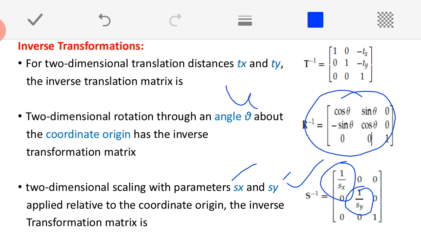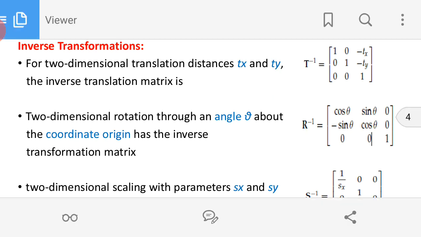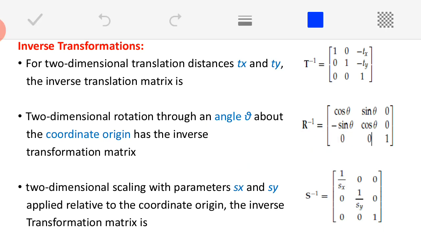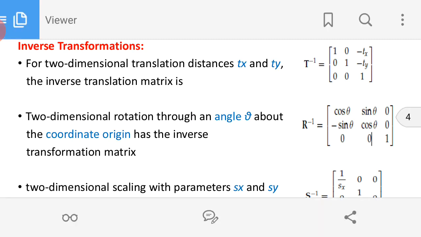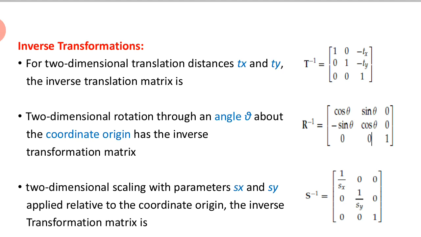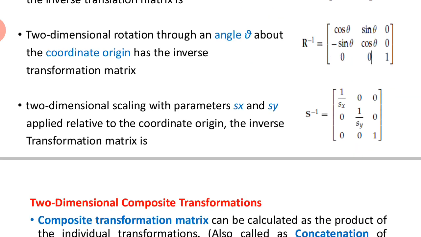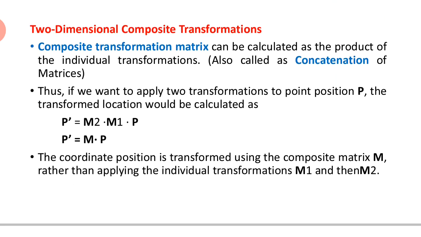If I have done 45-degree rotation and if I apply minus 45, it will come back to what? The same position. That is it. Similarly, for translation, if I have added 10 with translation, and later if I add minus 10, it will come back to what? Its original position. So that is the purpose of inverse transformation. Is it clear? So this concept may also get used while writing the programs in your graphics.